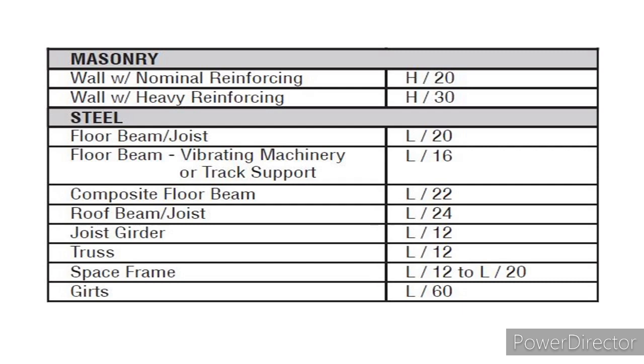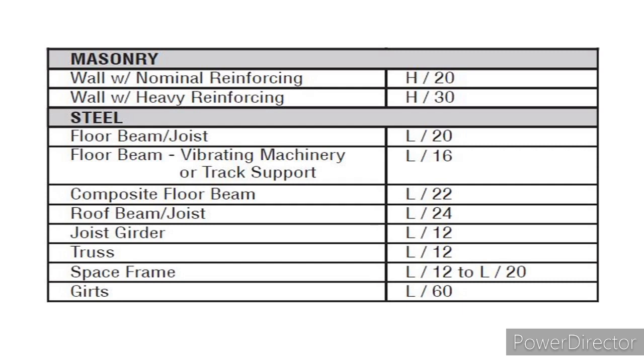Floor beam, vibrating, masonry or drag support: structural depth is L/16. Composite floor beam: structural depth is L/22. Roof beam or joist: structural depth is L/24. Joist girder: structural depth is L/12. Truss: structural depth is L/12.